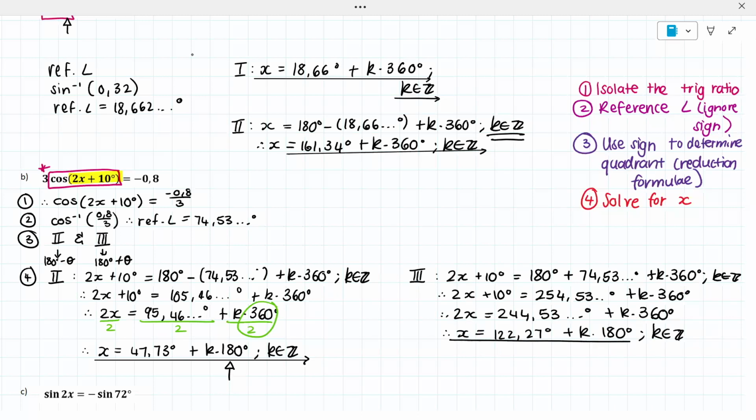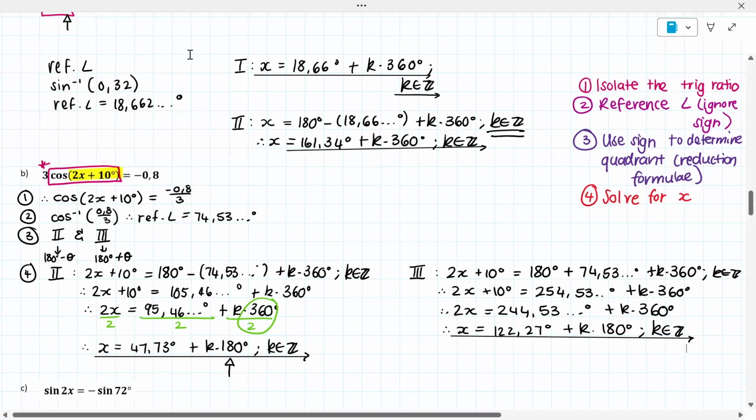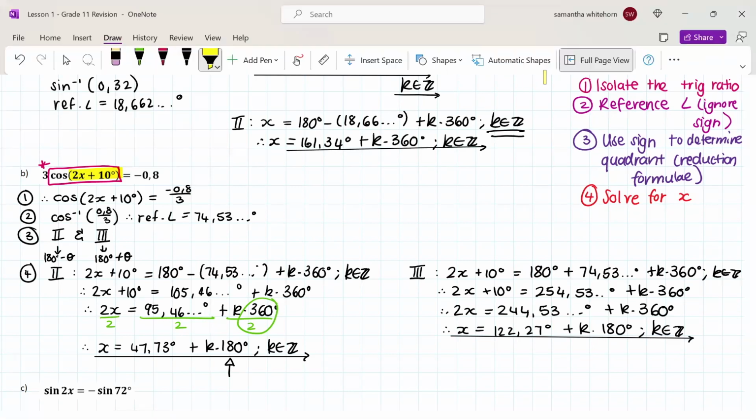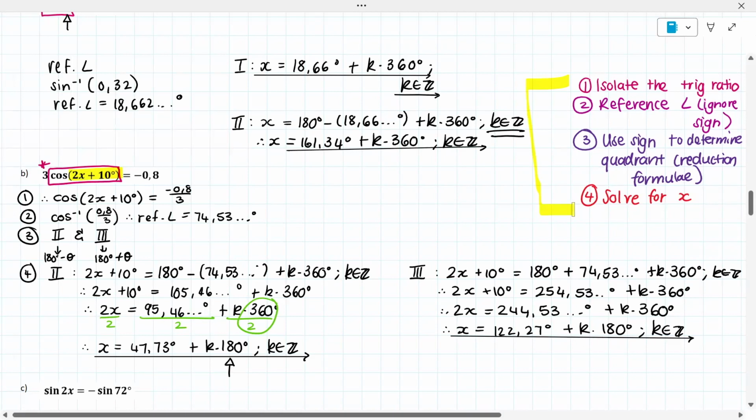So this is definitely a more complex type of trig equation because you have so much going on. But this essentially covers all bases. It covers what to do with the coefficient. It covers what to do if you've got a coefficient to your angle x. So here we have 2. Covers if you've got plus or minus. If you can follow these 4 steps, in general, you should be able to solve a trig equation.